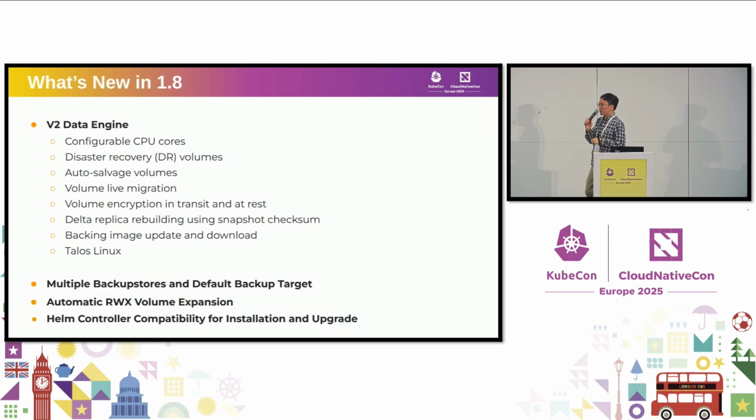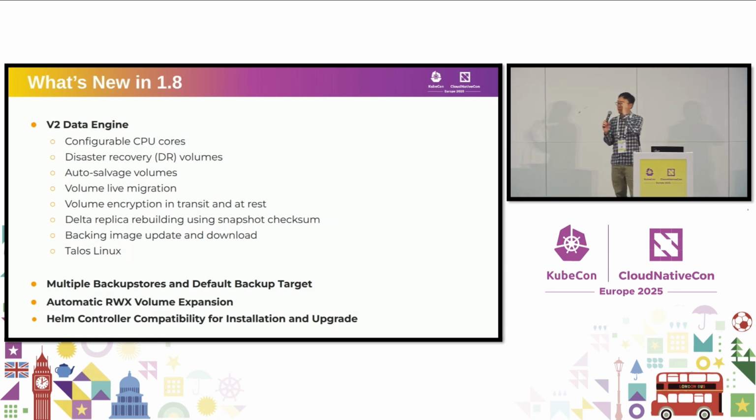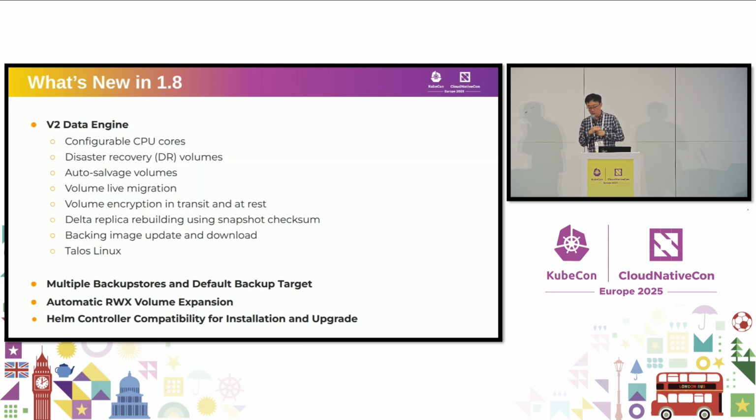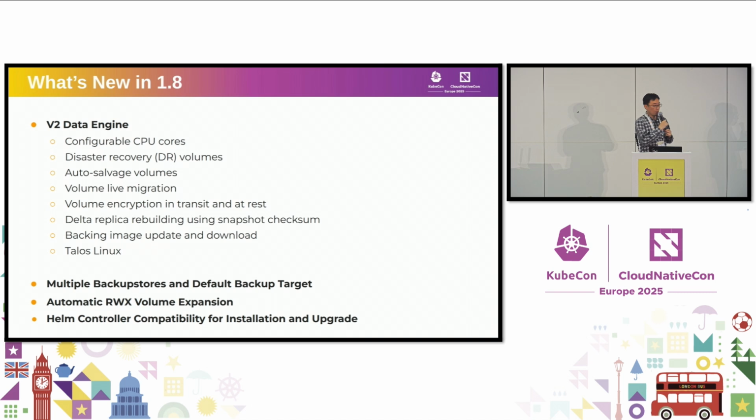We're using snapshot checksum, but in 1.9 we want to make it better. We want to go down to the chunk of data in a snapshot, and we are doing that right now. Not just at the snapshot level, but even at the chunk of data level inside the snapshot. And backing image update and download. Backing image is a concept for VM images if you want to use virtualization. And Talos: previously we only supported V1 for Talos, but right now V2 is ready.